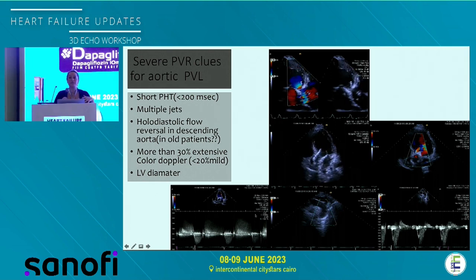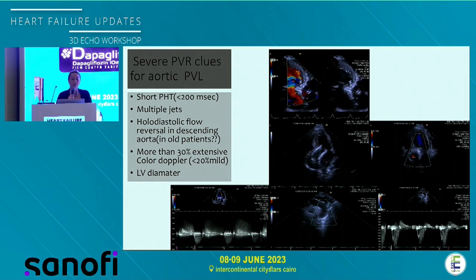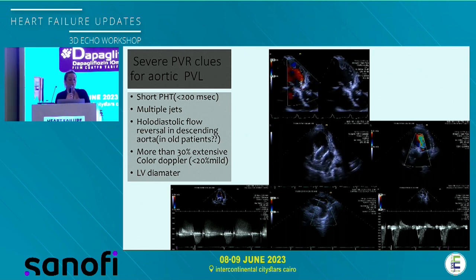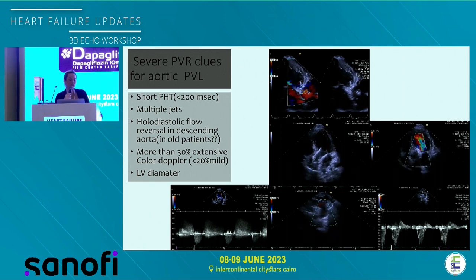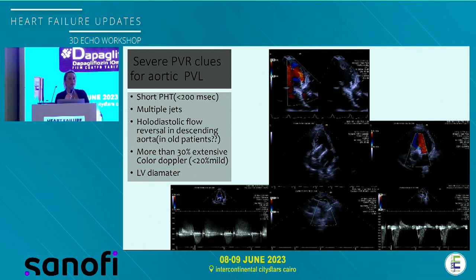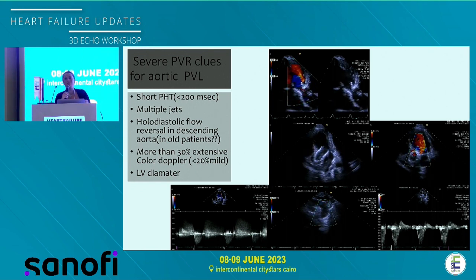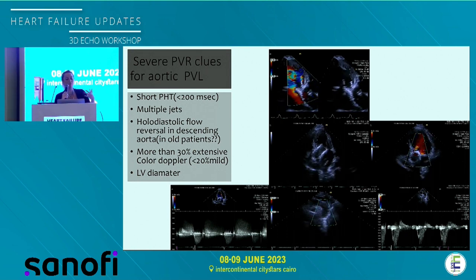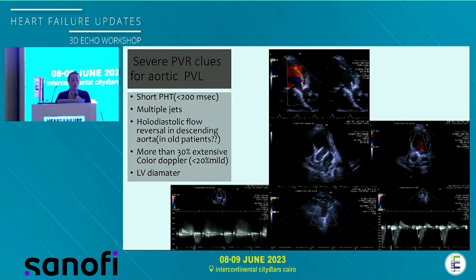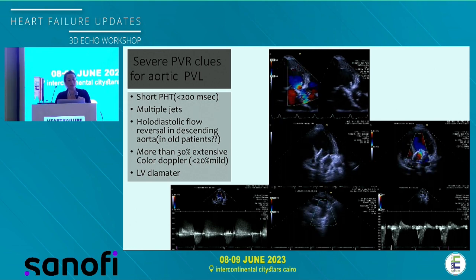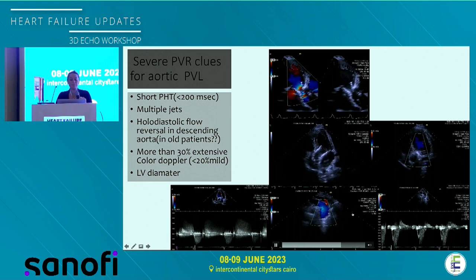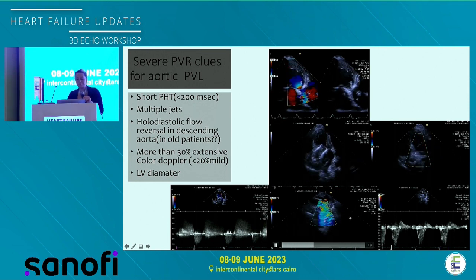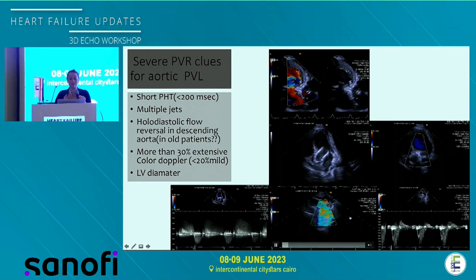And what are the criteria for severe paravalvular leak? It is very similar to native valve regurgitation. If we have a short PHT, less than 200 milliseconds, if we have multiple jets, it's not always. If we have small multiple jets, it's not severe, but if we have multiple bigger jets, it's more consistent with a severe PVL. If we have a holodiastolic flow reversal in the descending aorta, it is also mostly consistent with severe PVL, but in older patients, it's a question mark.